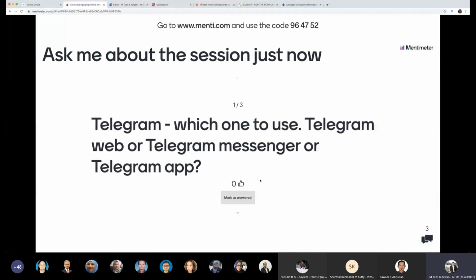Okay. Telegram, which one to use? Telegram web or Telegram Messenger or Telegram app? I think it doesn't make any difference. Actually, I have one Telegram. I have Telegram on my phone as an app, but at the same time, I also have Telegram web on my computer. So when I have a live session with my students, I use the computer. It's easy for me. I can see clearly.